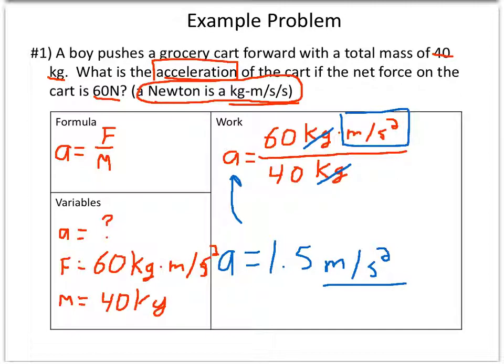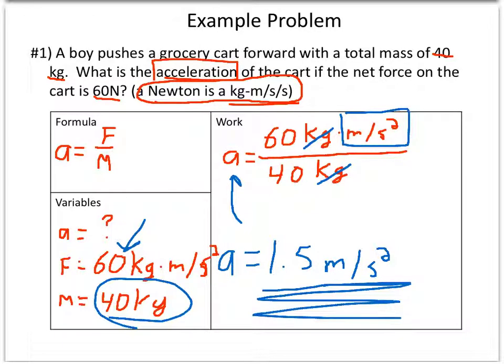What that's saying is, if I have something that has a mass of 40 kilograms and I hit it with a force of 60 newtons, this is how fast it accelerates, excluding all other forces. That would be like in outer space where there is no friction. So the net force is 60 newtons, and it will accelerate at 1.5 meters per second squared.